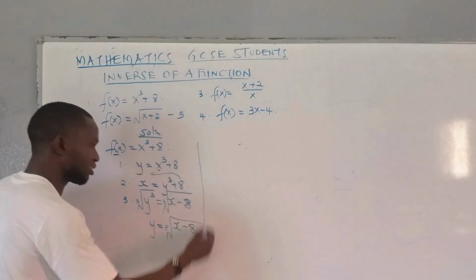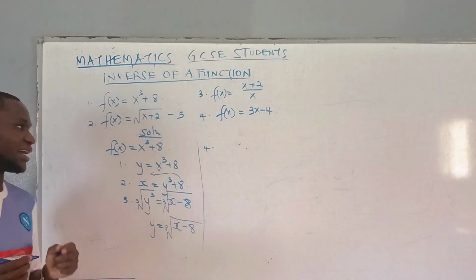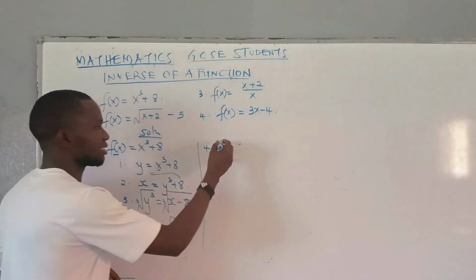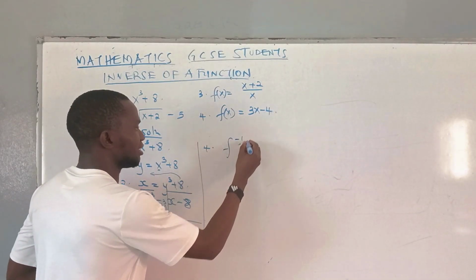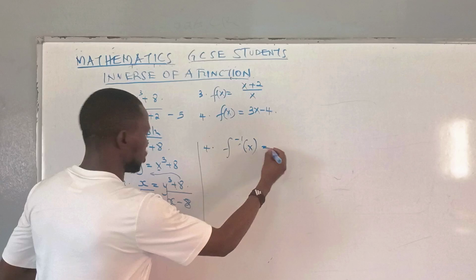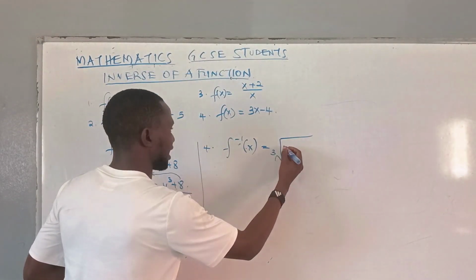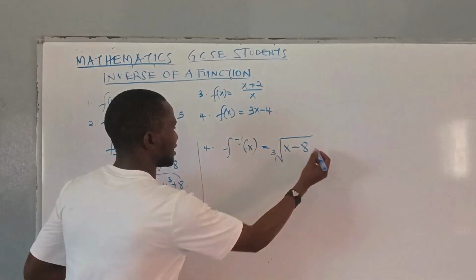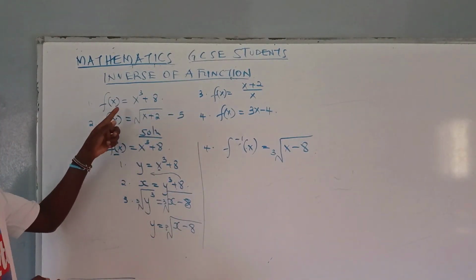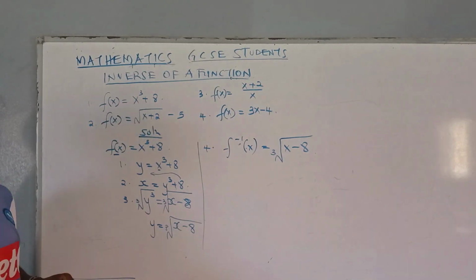The fourth step, which is the last one, you write this as the inverse notation. Writing it in inverse notation means you write it as f inverse of x is equal to cube root of x minus 8. Like that. In that case, I will have written the inverse of x raised to 3 plus 8.